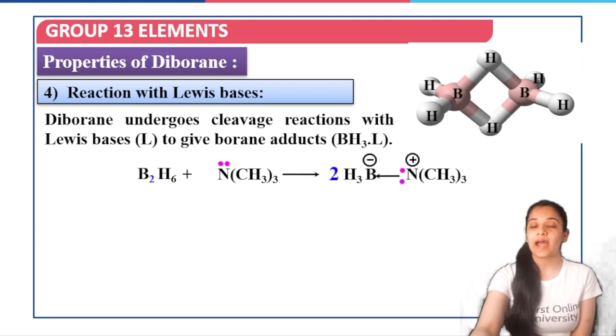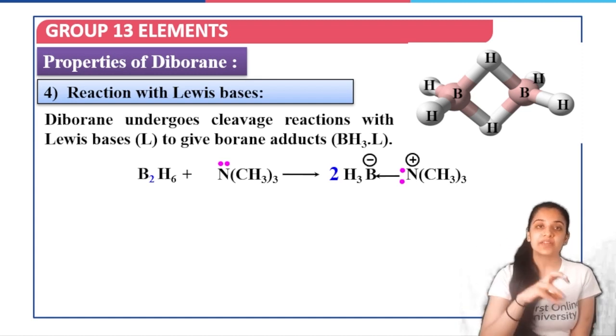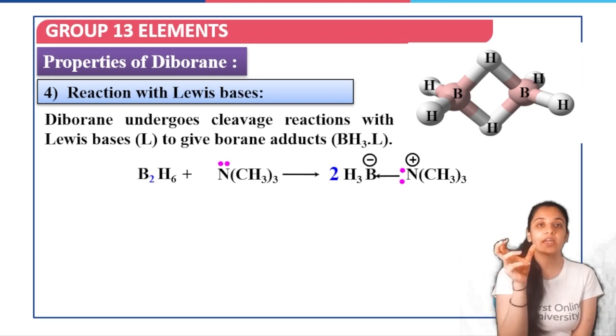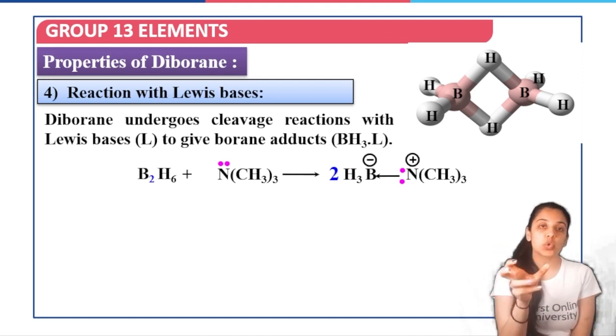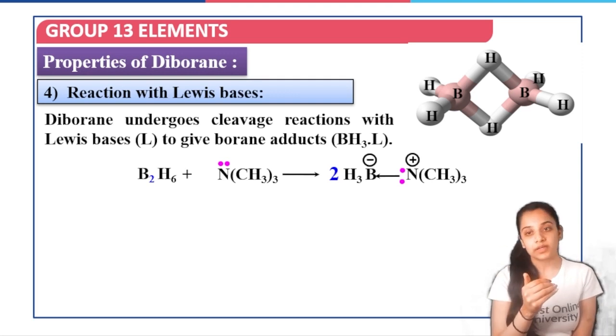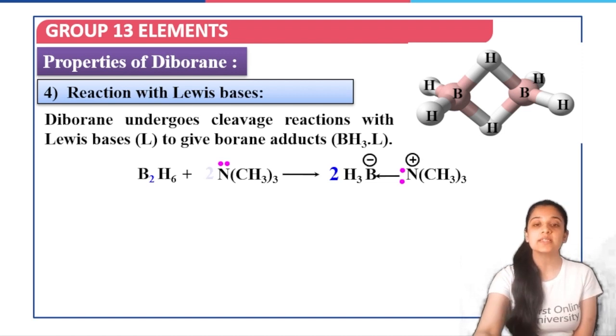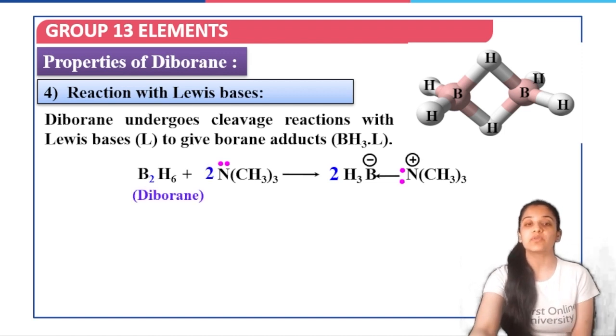Now, what do we mean by adduct? An adduct is where we have a positively and a negatively charged species, a cation and anion, joined together, or you can say bonded together through a coordinate covalent bond. That is, the lone pair is going to be donated from the electron rich species to the electron deficient species, and we have this adduct being formed.